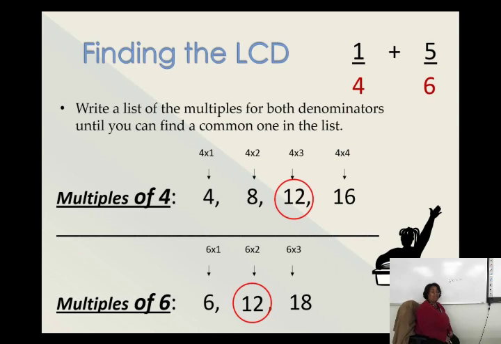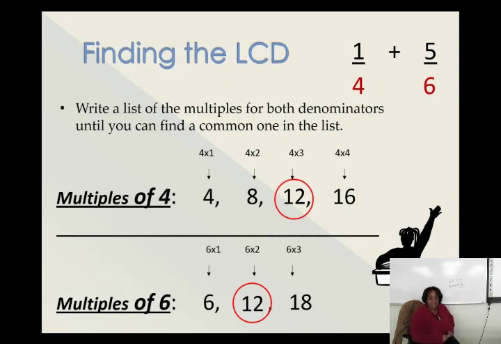So the first multiple of 6 is 6. 4 will not go into 6 evenly, so I have to keep going. Then I'm going to do 6 times 2 for the second multiple. That's 12. Well, 4 goes into 12 evenly, and so does 6, so 12 is my LCM, or also my LCD. Remember, LCM stands for least common multiple. So since 12 is my least common multiple for both 4 and 6, I'm going to use it as my least common denominator, or my LCD, to raise my fractions.